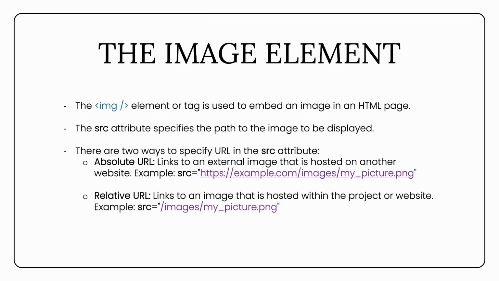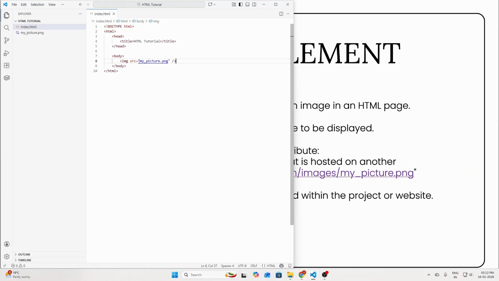Now there are two ways to specify the URL in the source attribute. First is the absolute URL, which links to an external image that is hosted on another website. For example, example.com/images/mypicture.png. Then we have the relative URL, which links to an image that is hosted within the project or website. For example, I have specified the source attribute to my image that is hosted in the HTML tutorial directory. Here the URL does not include the domain name.